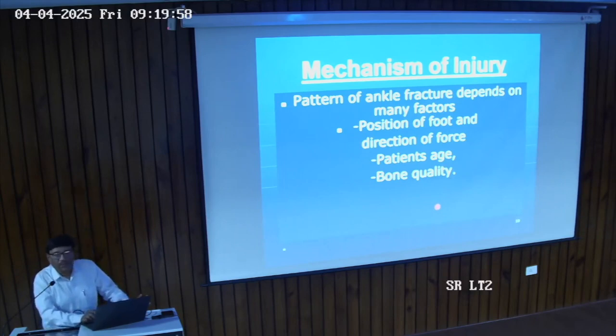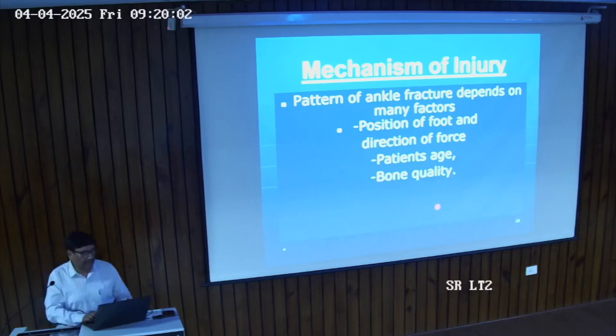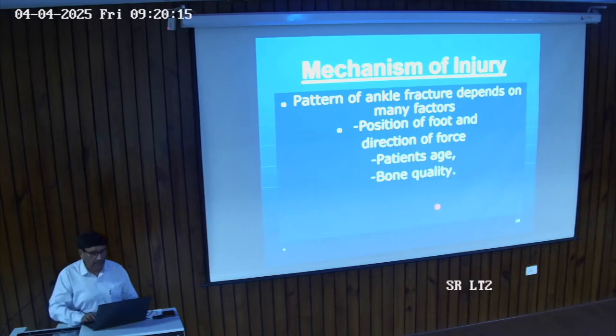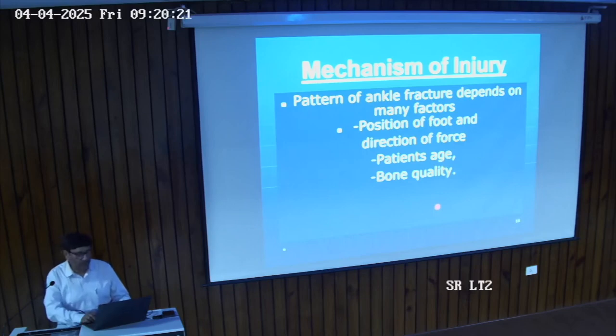So it also depends on the bone quality. In old age osteoporosis, the ankle gets easily fractured, and in those patients, it's not easy to do plate or screws, because even the plate fixation or the screw fixation will also fail. So there we have to use some different strategy for the management. So the mechanism of injury has a great bearing on what type of fracture you get and how we manage.